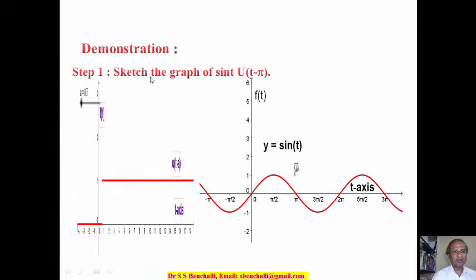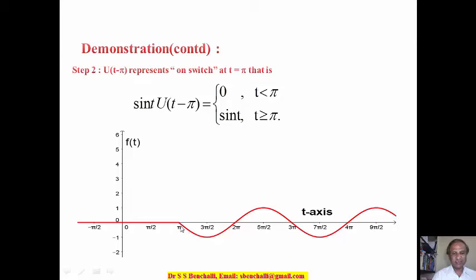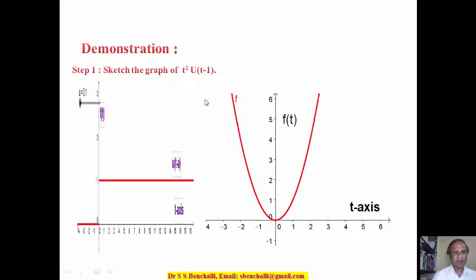Let me consider another example. Sketch the graph of sin t into u of t minus pi. So this is the displaced function and sin t. What is the resultant graph? You observe that when t is less than pi, it is off. When t is greater than or equal to pi, it is on. That can be observed.